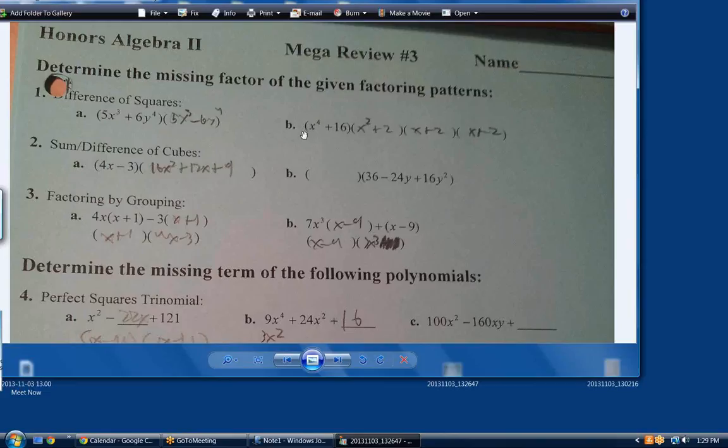This is difference of cubes. Number B? Number B can't be factored. Or not cubes, sorry, squares. It's the sum of squares. But sum of squares can't be factored. This does not factor to this.